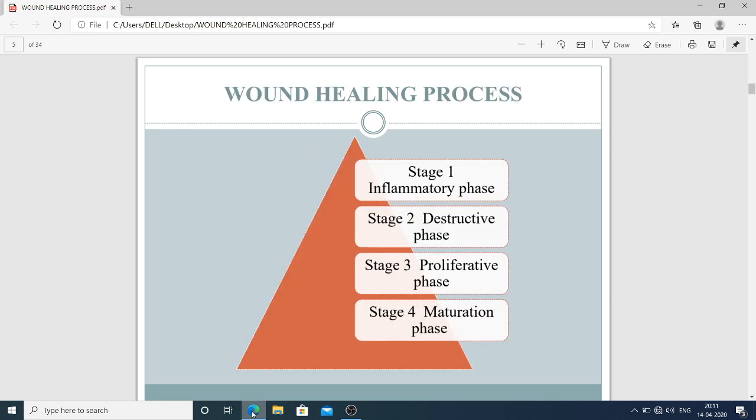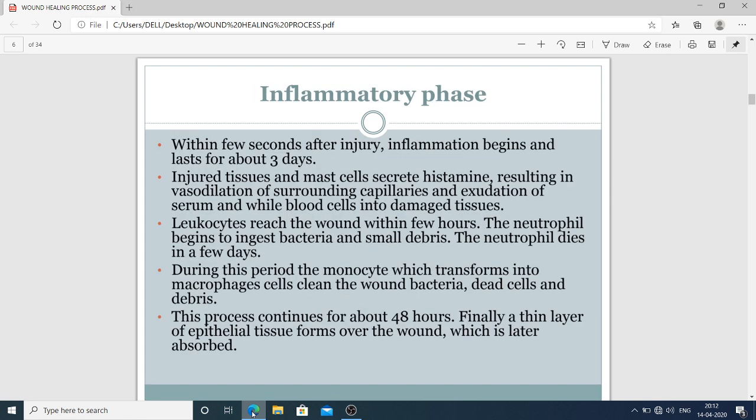Today our main topic is the wound healing process. We are going to cover the four stages of the wound healing process. The first one is inflammatory phase, where the inflammation is going to start. Then stage 2, destructive phase. Next is proliferative phase and maturation phase. We are going to cover them in detail on the next slides.